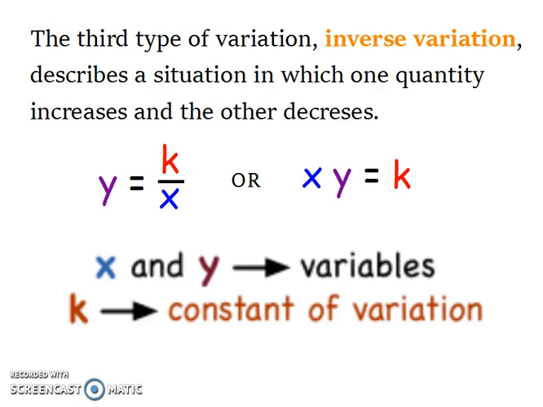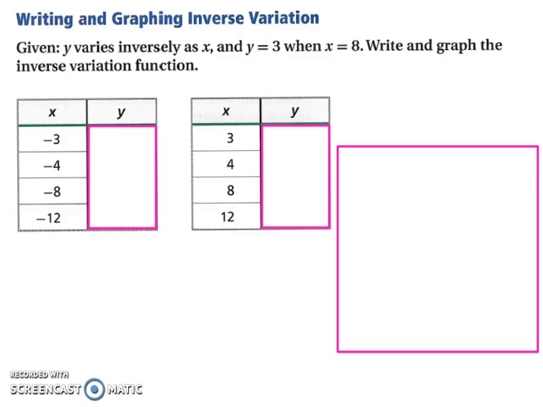The third type of variation is inverse variation. This describes a situation in which one quantity increases and the other decreases. You can think of it as y equals k divided by x, or x times y equals k. We technically just solved for k in this one here, so we multiplied both sides by x. X and y are still your variables, and hey, k is still your constant of variation. Nothing new there. So let's practice writing and graphing inverse variation.